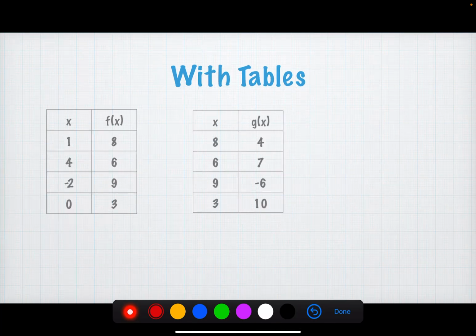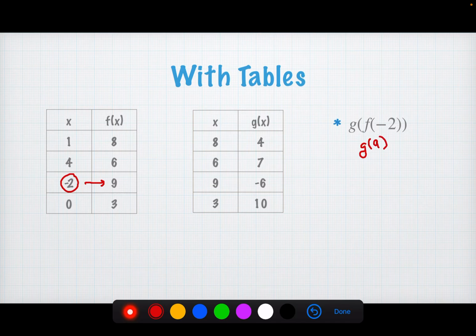So let's say we have tables, just another way of representing a function. If I have g of f of negative 2, again, start on the inside, so I should start with my f table. I need to find what f of negative 2 is. Here is negative 2, so f of negative 2 must be 9. Now I need to figure out what g of 9 is. So I go to my other table, and I find 9, so g of 9 is negative 6. My answer here is negative 6.